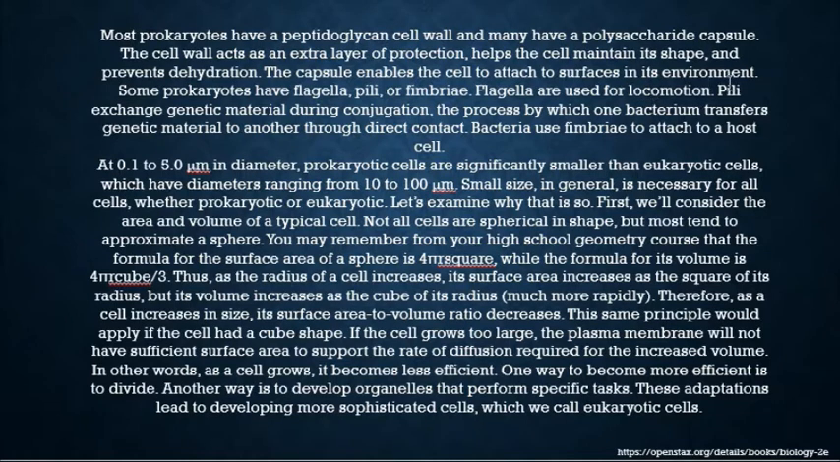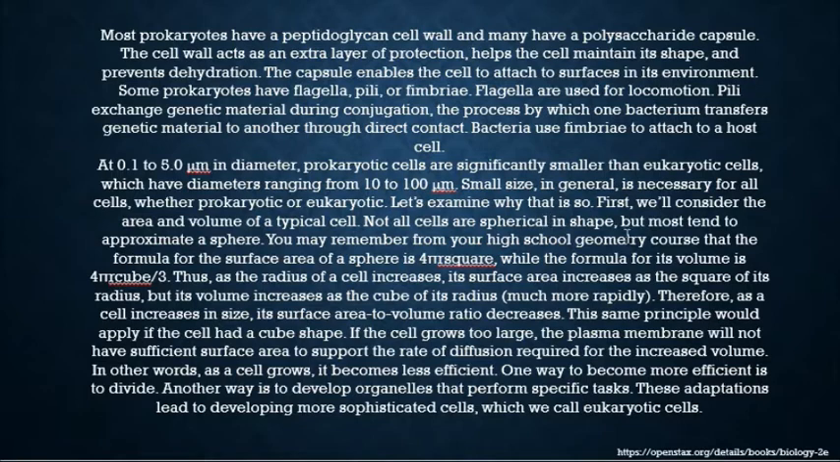Flagella are used for locomotion. Pili exchange genetic material during conjugation, etc. The diameter of prokaryotic cells is 0.1 to 5 micrometers. These are significantly smaller than eukaryotic cells, which have diameters ranging from 10 to 100 micrometers. Small size is necessary for all cells, whether prokaryotic or eukaryotic.